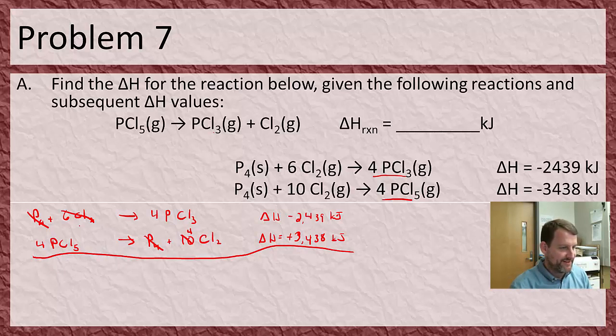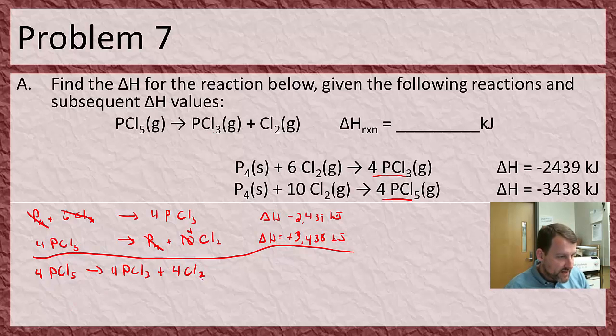That was a terrible line. So I end up with 4 PCl5 yields 4 PCl3 plus 4 Cl2. And that's going to equal, let's see, we didn't mess with anything, we just canceled things out. So that's going to equal these two added together.